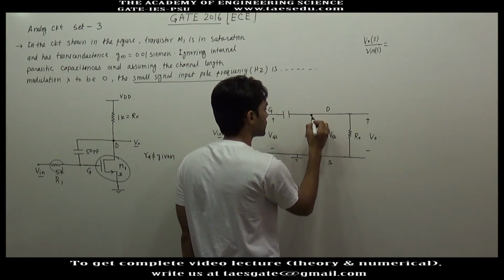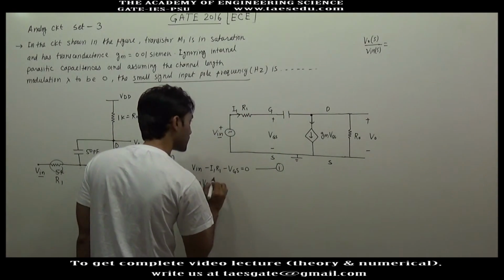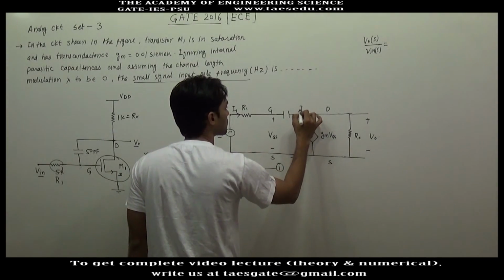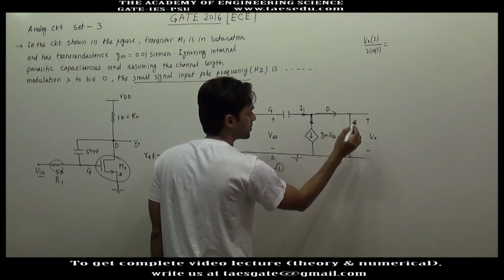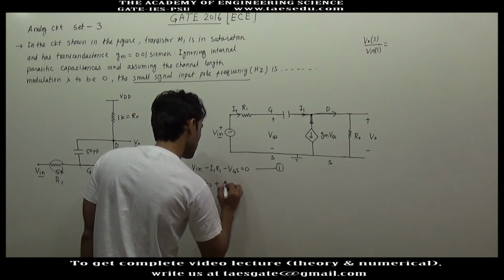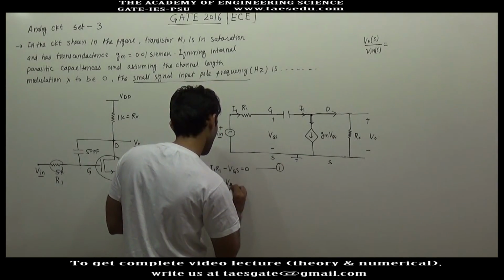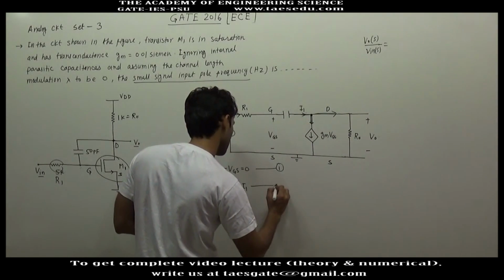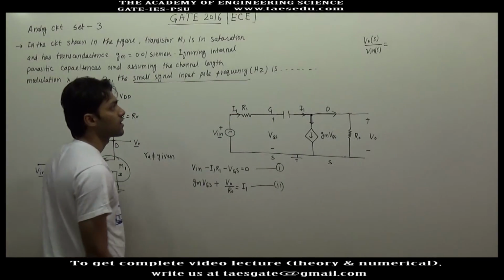Applying nodal at this equation, this current is GM into VGS, and in this direction current is, or this current is I1. So I1 gets distributed between this current, and here the current will be V0 divided by R0. So GM plus VGS, this current plus this current is V0 divided by R0. The summation of these two current will be I1. So second equation.